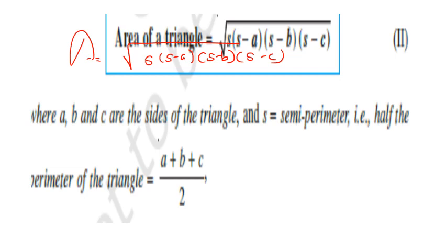So s is equal to (a plus b plus c) by 2 and area is equal to root of s into s minus a into s minus b into s minus c.